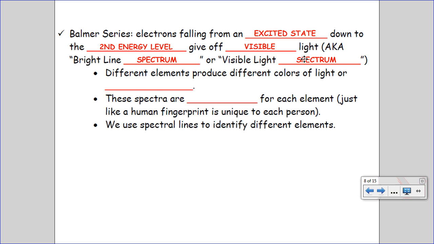The different elements produce different colors of light or different spectra. Why? Because they all have different numbers of electrons and therefore different orbital transitions that can occur. These spectra are unique for each element. It's like a human fingerprint. Everybody's is different. Well, hydrogen's emission spectrum is the same for all hydrogen, but different from helium, lithium, beryllium, etc. We use the spectral lines to identify different elements.